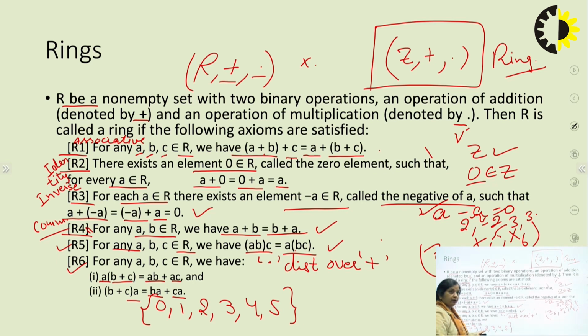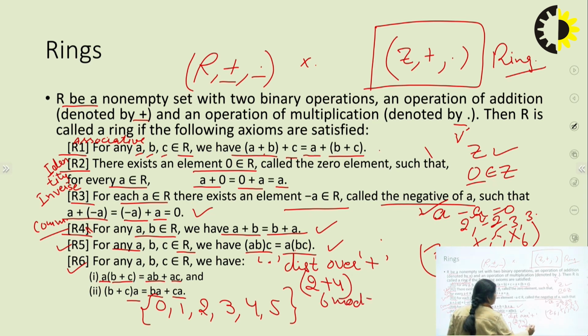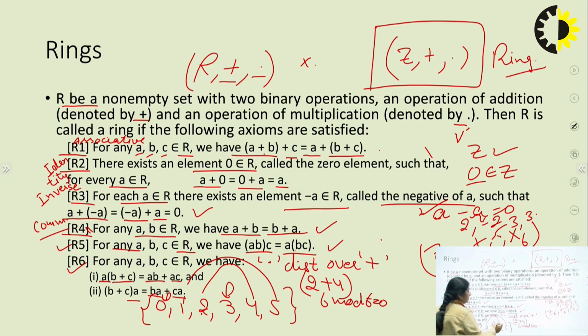What is minus 2 here? What is the negative of 2 here? That is 4. Why? Because 2 plus 4 is 6 and 6 mod 6 is 0. So the negative of 2 is 4. That is the additive inverse. 3 is the inverse of itself. 3 plus 3 is 6, 6 mod 6 is 0. So we can see that 0 is the inverse of itself. 3 is the inverse of itself. 2 is the inverse of 4. 4 is the inverse of 2. 1 is the inverse of 5 and 5 is the inverse of 1. So it also forms a ring.